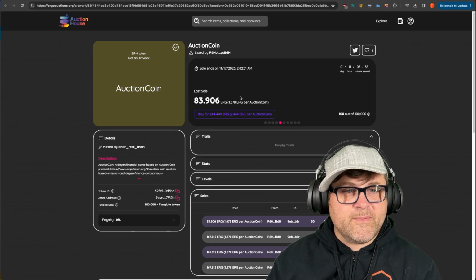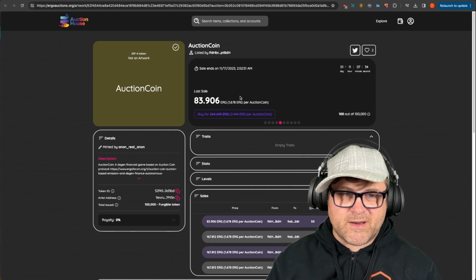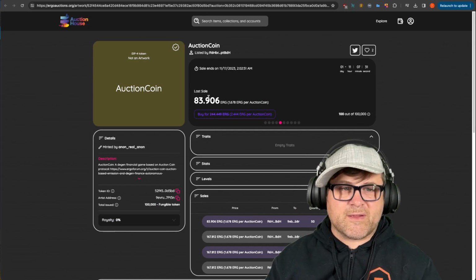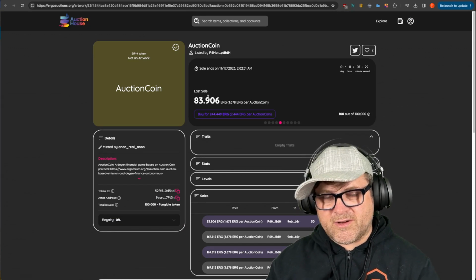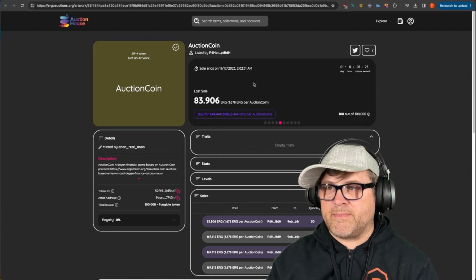So we can assume that the person bought these tokens and cashed out of the liquidity pool, and maybe somebody else cashed out too, which lowered the price of auction coin. We're pretending it's monkey tokens, so monkey bar tokens.